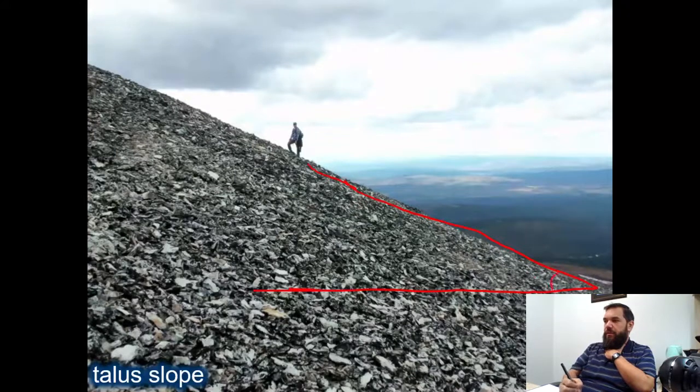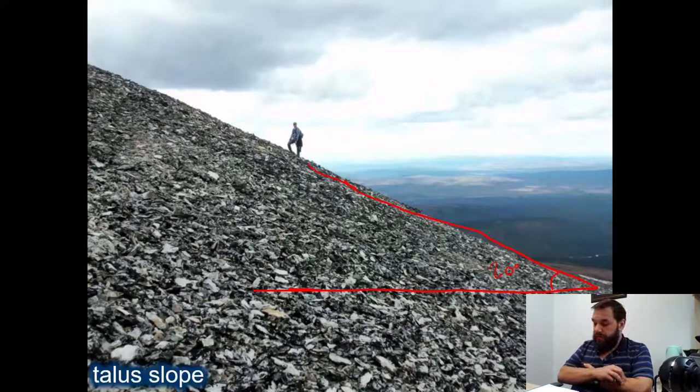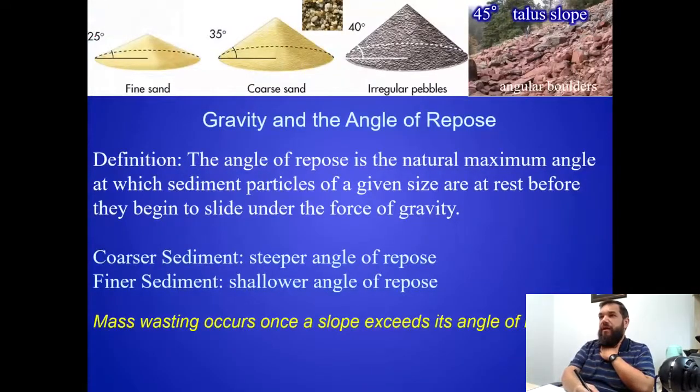I hope you can all see that there is an angle here, right? I don't know what that angle is exactly. It's maybe, I don't know, 20 degrees or something. That angle is called the angle of repose, okay? There are different things that will make that angle of repose larger or smaller. You can have a smaller angle of repose, like shown here with this fine sand, or a larger angle of repose with this coarser sand, or an even larger one with this irregular material. Usually talus slopes can even be up to 45-degree angles, okay? So that's a pretty steep angle.